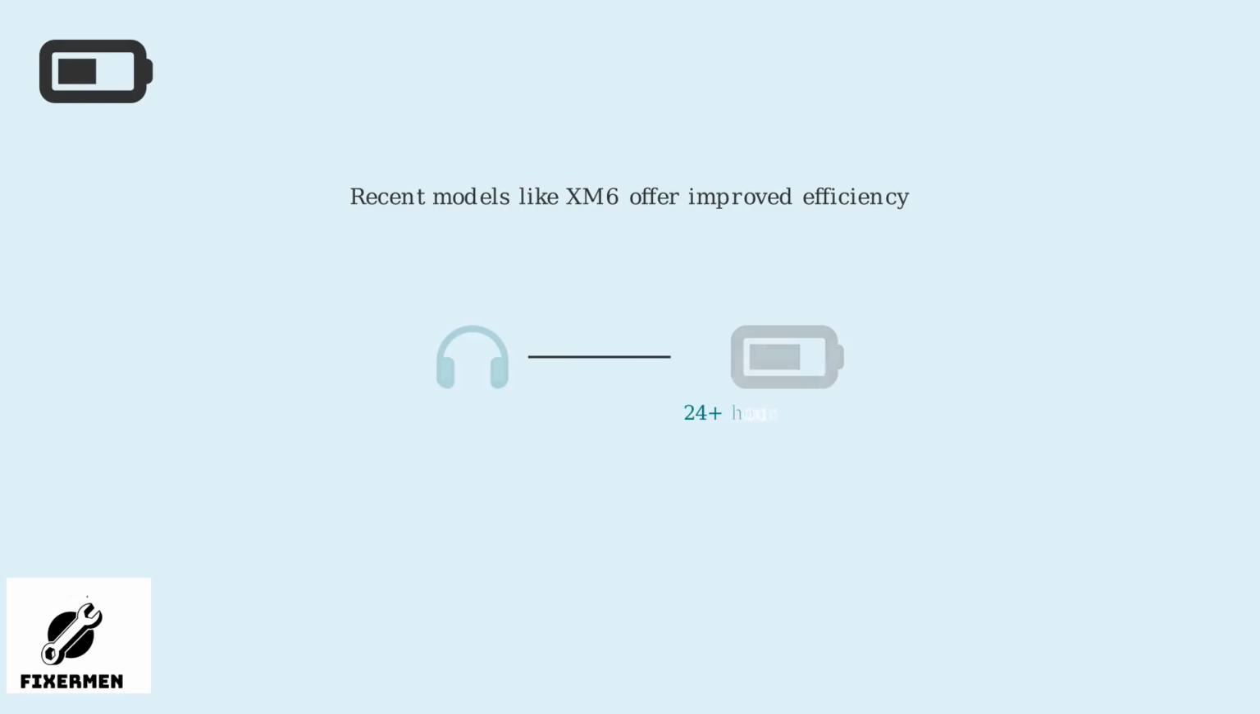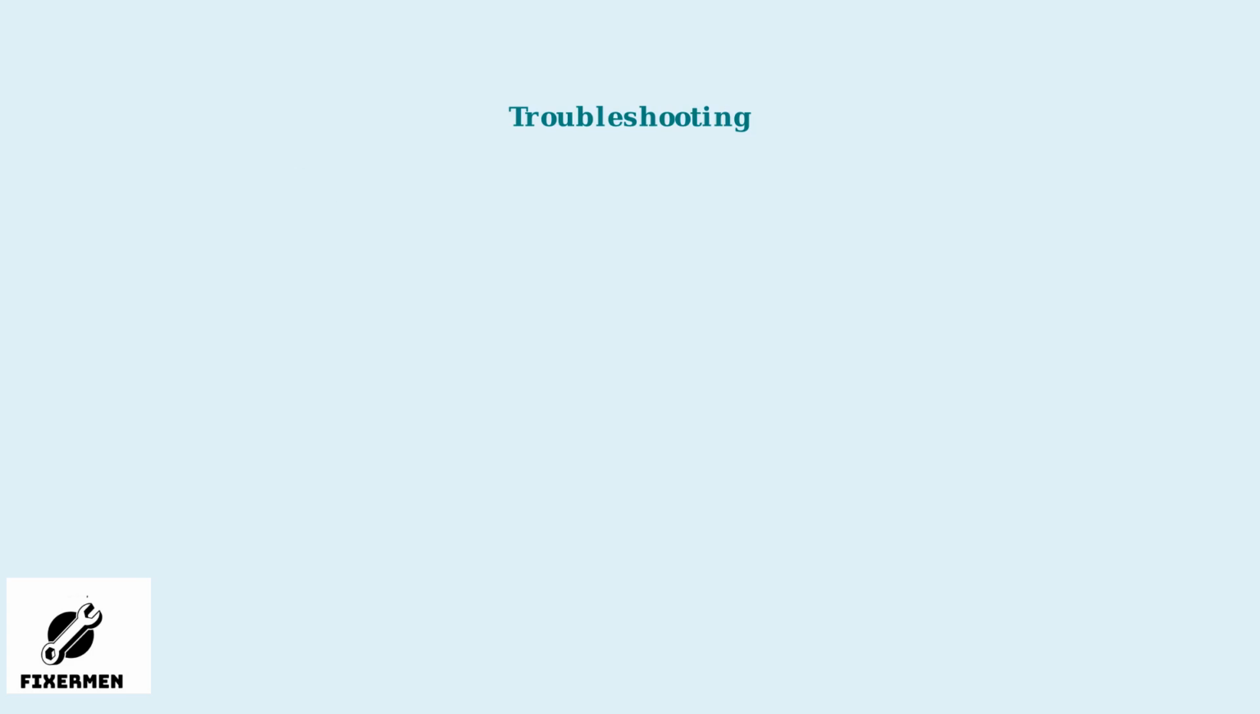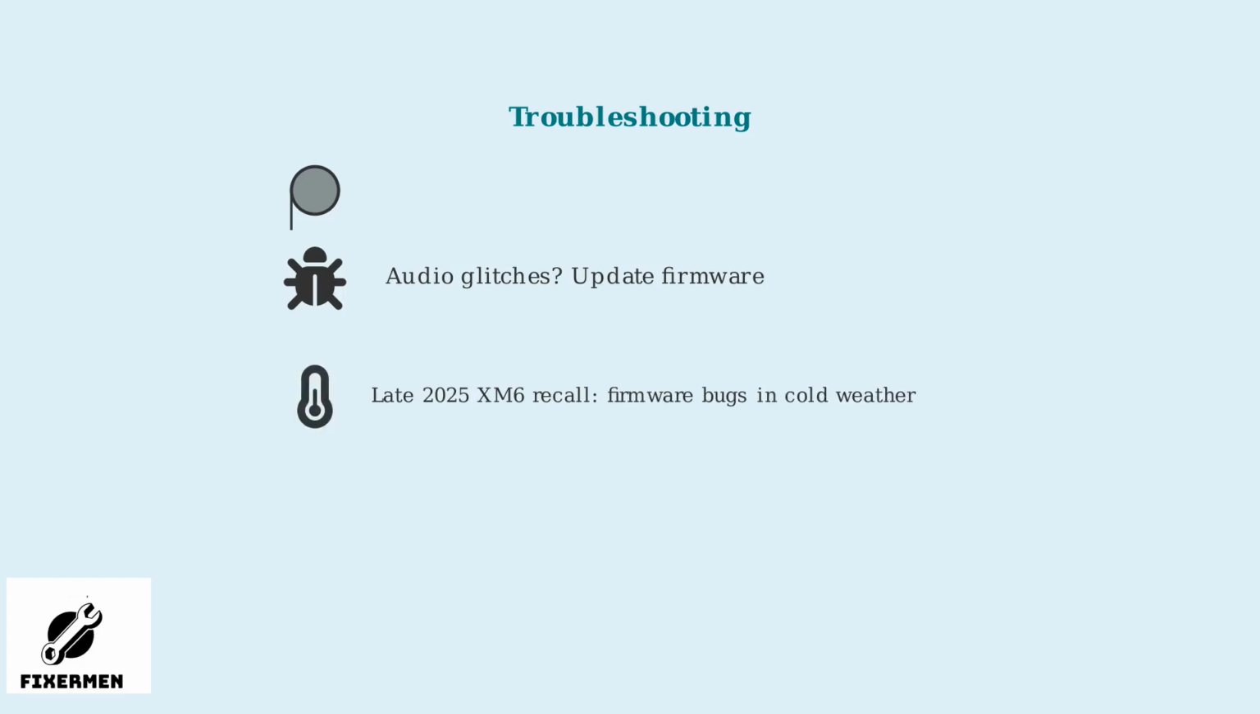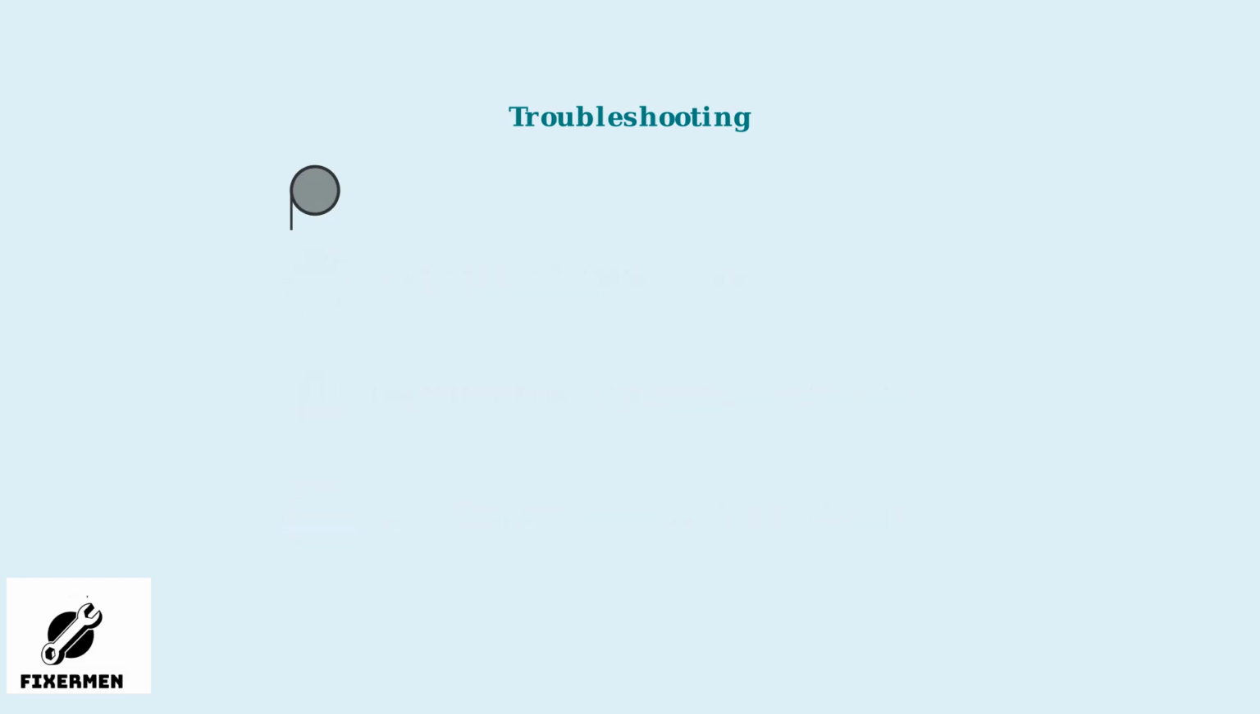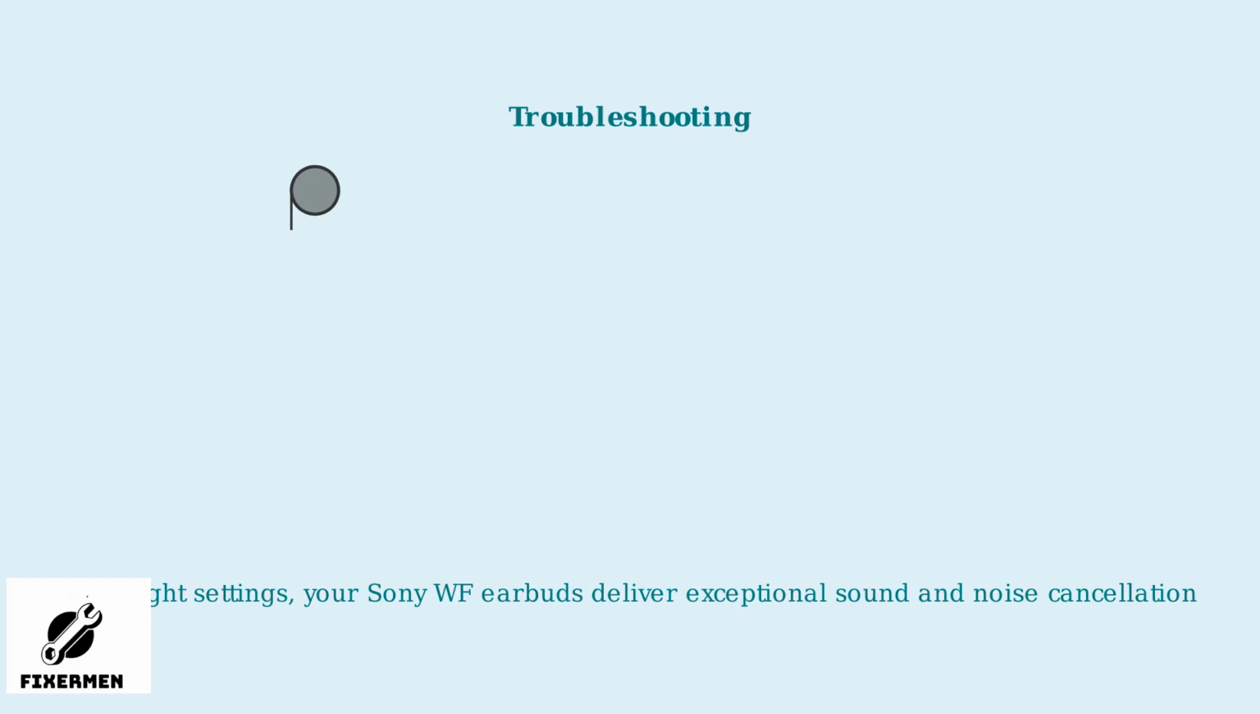Recent models such as the XM6 have improved battery efficiency, offering upwards of 24 hours of playback with ANC enabled. If you encounter audio glitches, ensure your firmware is updated. In late 2025, a minor recall of XM6 units occurred due to firmware bugs in cold weather. Keep an eye on Sony's support page and community forums for troubleshooting tips. With the right settings, your Sony WF earbuds can deliver exceptional sound and noise cancellation tailored to your needs.